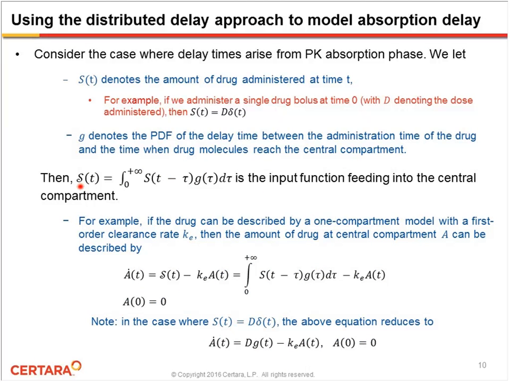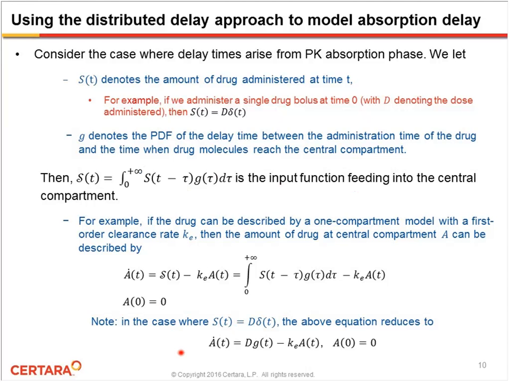Then this script S, described by this discrete delay, is the input function feeding into the central compartment. Now, for example, if we assume that the drug can be described by a one-compartment model with a first-order clearance rate Ke, then the amount of drug at the central compartment A can be described by this differential equation.